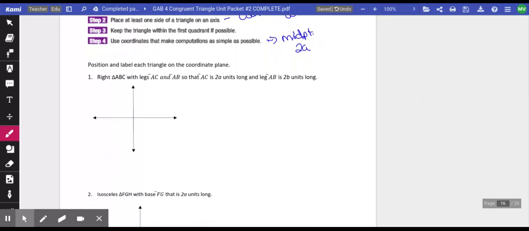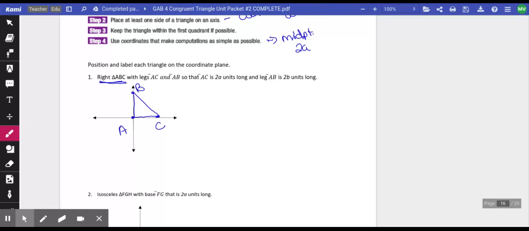Position and label each triangle on the coordinate plane. I have a right triangle. So that tells me right there that I can use both axes with legs AC and AB. So I'm going to put A right at the origin. And then I'm going to put C here and B here. You could totally do it the other way around.